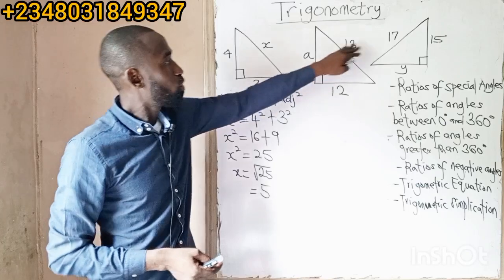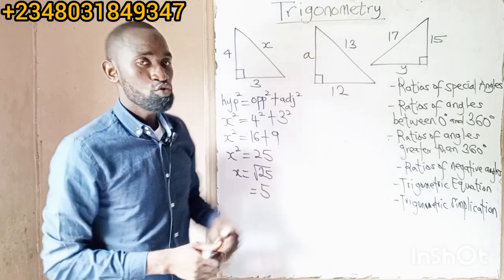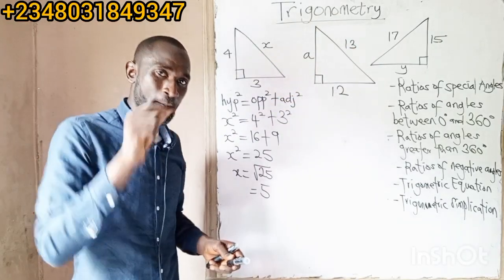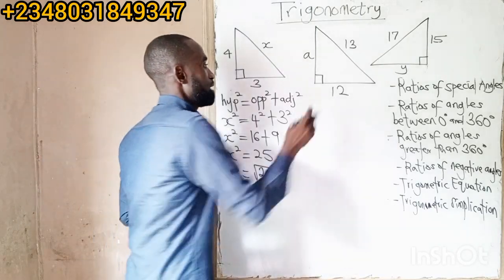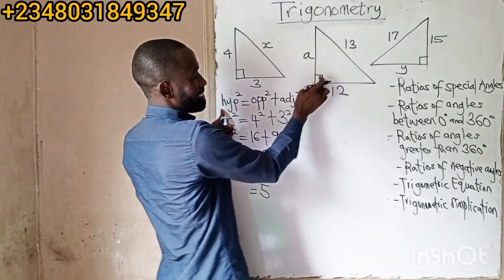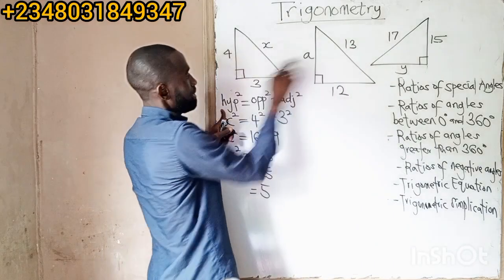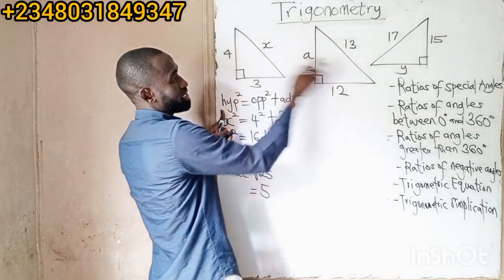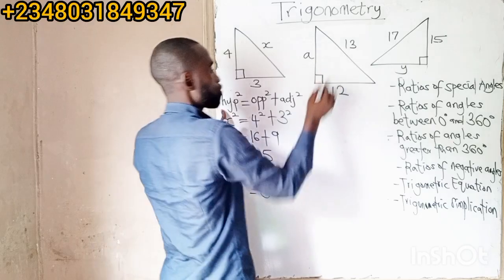This one too contains sides. So I'll still use what now? Pythagoras theorem. So here, where is the hypotenuse? 13 in this case. See, 13 is the hypotenuse here. In the first one, x is the hypotenuse, it is the unknown. But here, 13 is what now? The hypotenuse. So we have what?